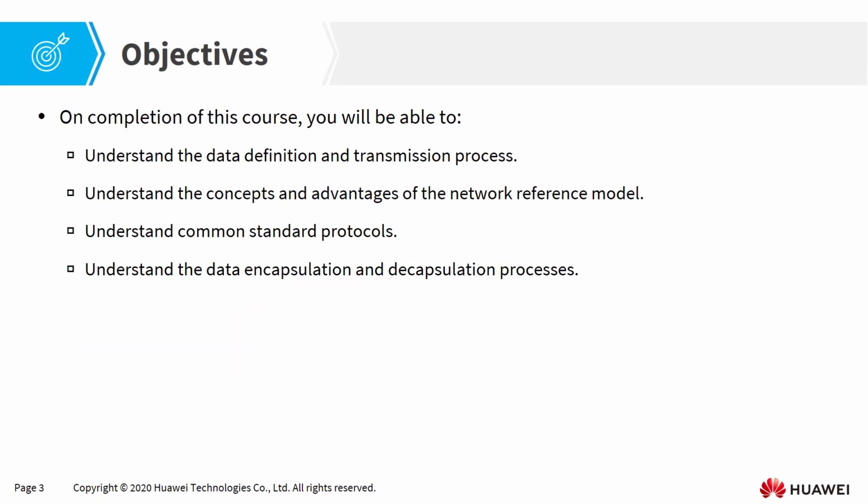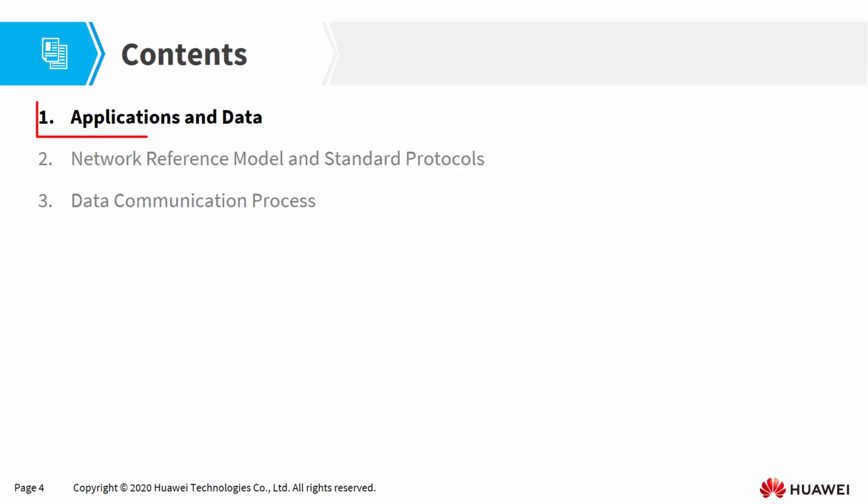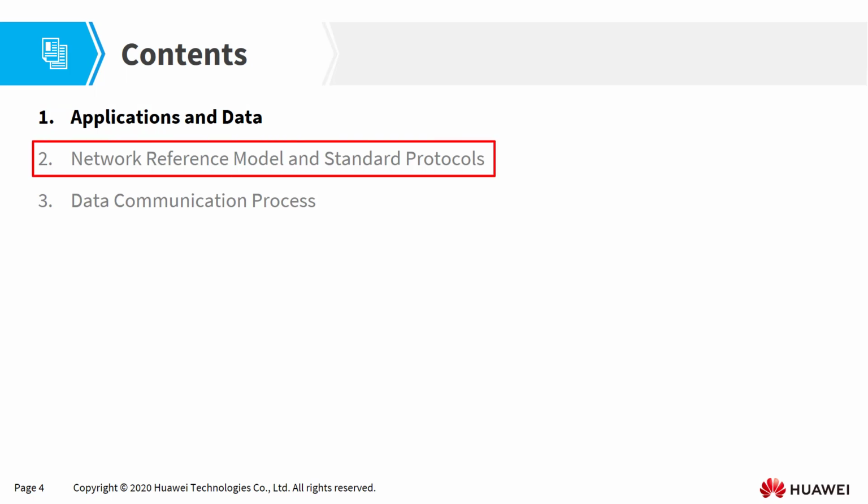So in order to achieve these objectives, I'm going to break down this chapter into three subsections. The first is going to be applications and data, because it is our applications that will generate the data. The second subsection we shall talk about is network reference model and the standard protocols. So we shall see that we break down this entire process into about 5 different stages, which we shall be calling layers as we go on.